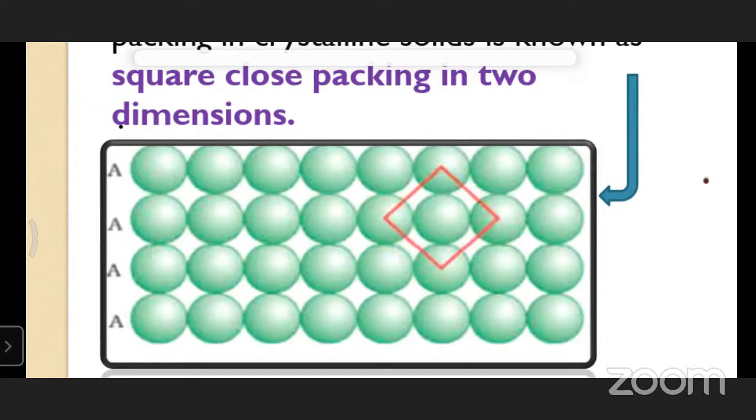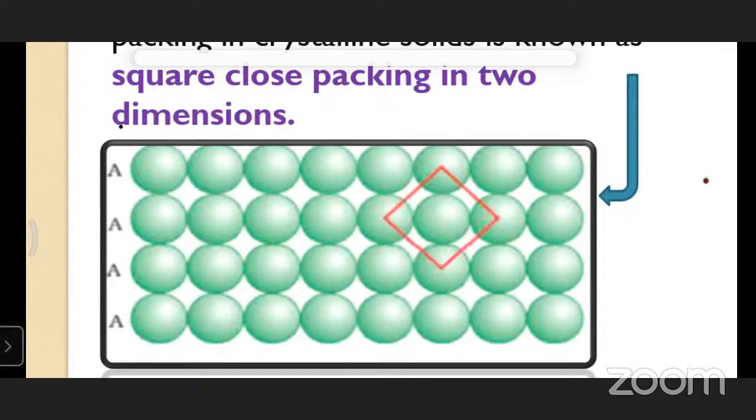And we will see the structure of that coordination attachment. We are going to get a square. These atoms are all closely packed, and we are getting a structure. What type of structure? Square type of structure we are going to get. Because of that reason, it is called square close packing. And this dimension is a two-dimensional way, so we call it square close packing in a two-dimensional way.